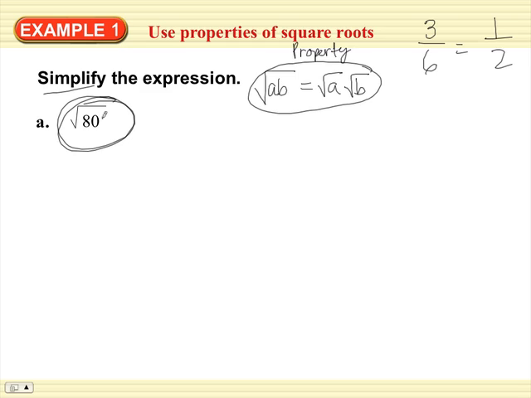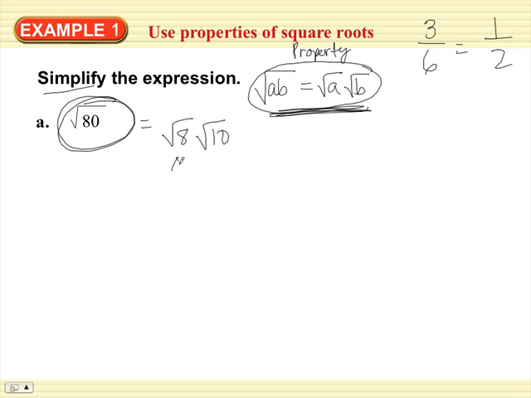What would you say? 8. Most people would say 8 and 10. Okay? Let's do that. Let's do 8 and 10. So square root of 80 is equal to square root of 8 times square root of 10. All right? You follow the property? But is square root of 8 a nice answer? No. Square root of 10? No. So here's the deal. You have to break these down more.